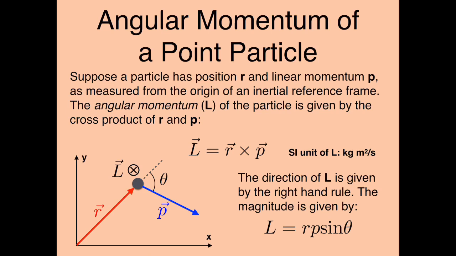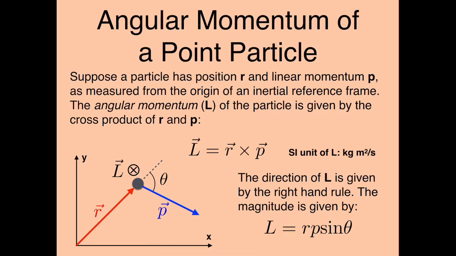Now, remember how we deal with cross products. A cross product of two vectors gives you another vector. So L itself is a vector, and that means it has a magnitude and it has a direction. We learned how to deal with cross products back in chapter 10. We can find the direction by using the right-hand rule. Remember how this works: you take the fingers of your right hand and you point them in the direction of the first vector, which is r. And then you curl those fingers in the direction of the second vector, which is p. If you do that, your thumb should be pointing in the direction of L.